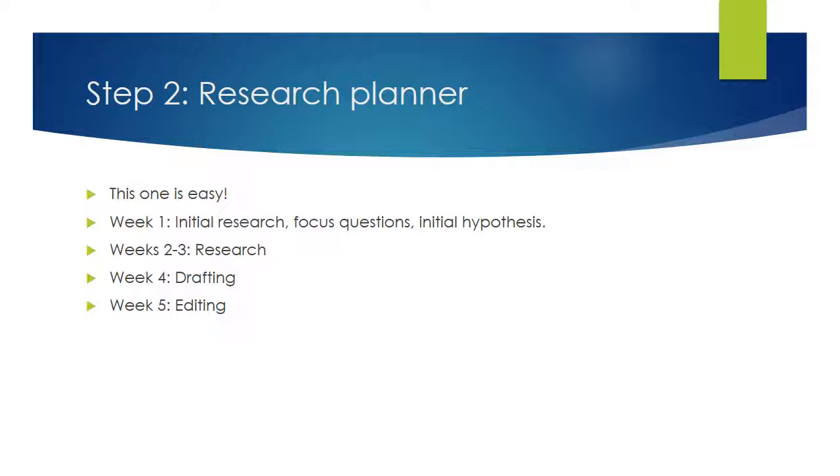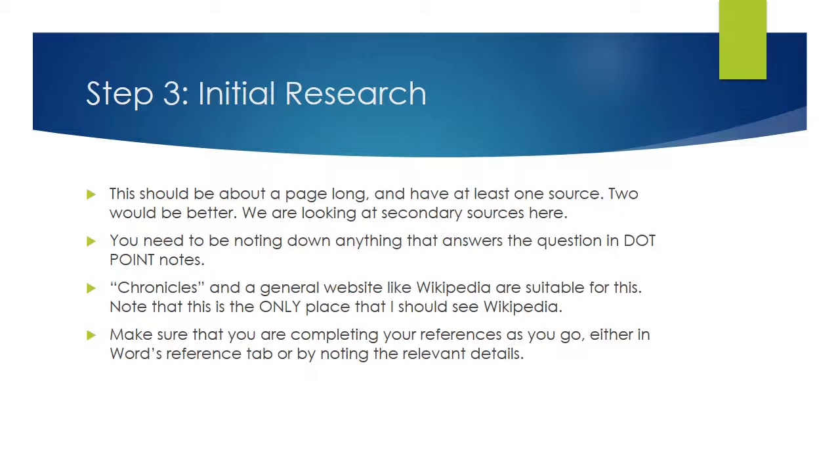The second thing you need to do is complete your research planner. This is really easy. You can literally just copy what's on this slide. So week 1 will be your initial research, focus questions and initial hypothesis. Week 2 and 3 should be research. Week 4 is drafting and week 5 is editing. So just copy that information onto your research planner and this step is done.